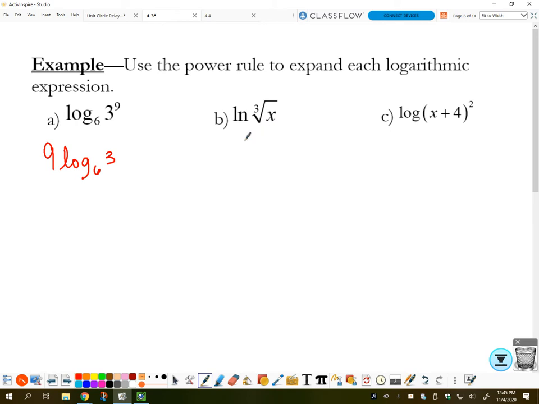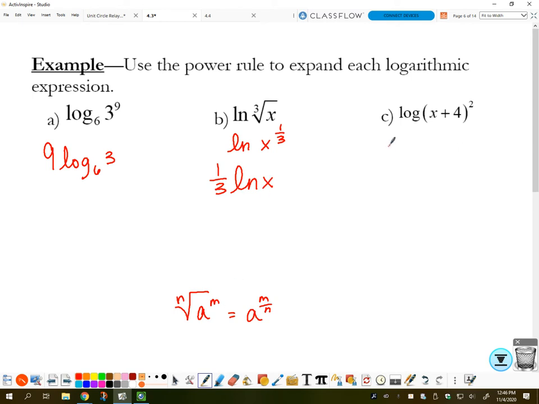Alright, for this one, you have to first remember that the cube root is the same thing as to the 1/3. So you have this property of exponents that's using. So we have a 1 here and a 3 here. So we have 1/3 as the exponent. So once you see it like this, then you can swing that 1/3 out front.